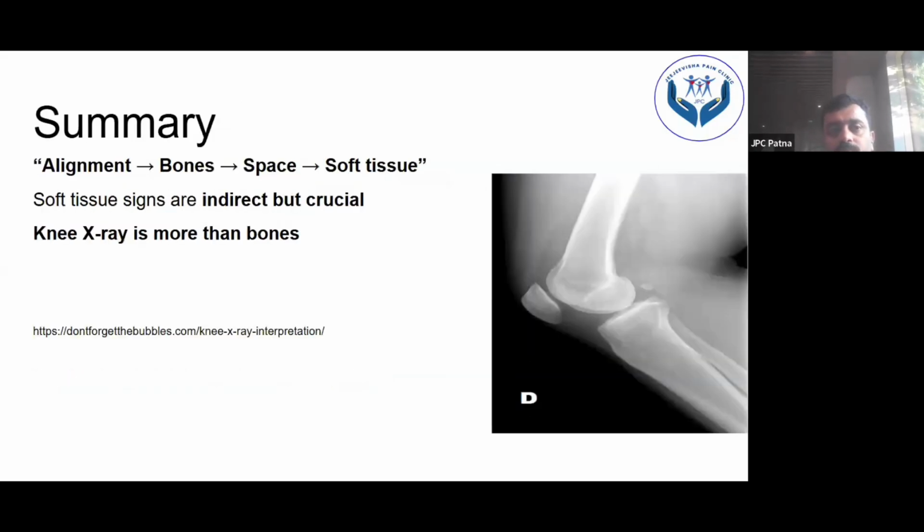the lateral view. So the most important summary to realize is to look for the alignment, bone, space, and whether soft tissue swelling is there or not. But always remember, soft tissue is very, very crucial for you to realize. The X-ray knee is more than bone.